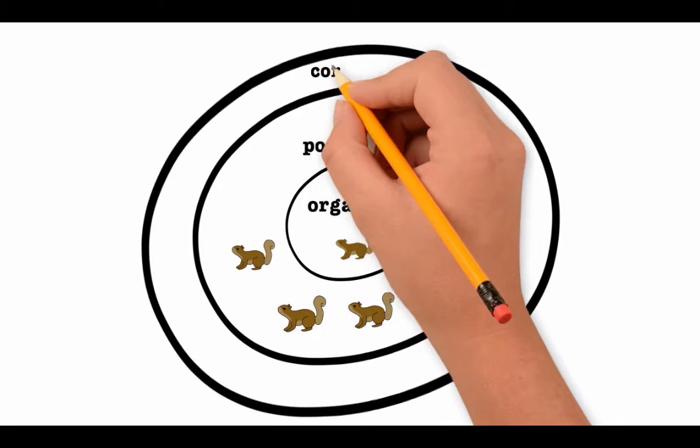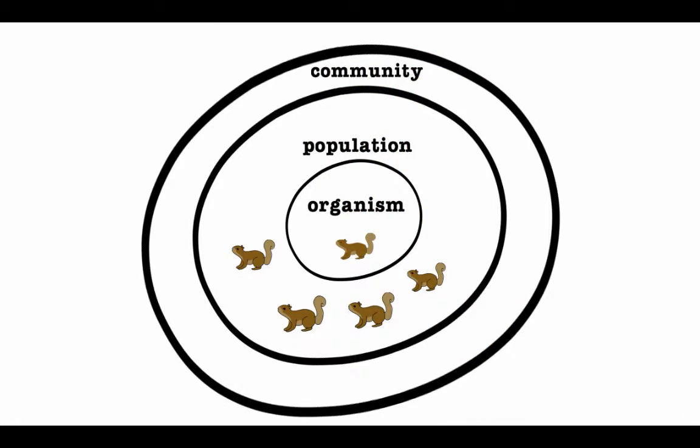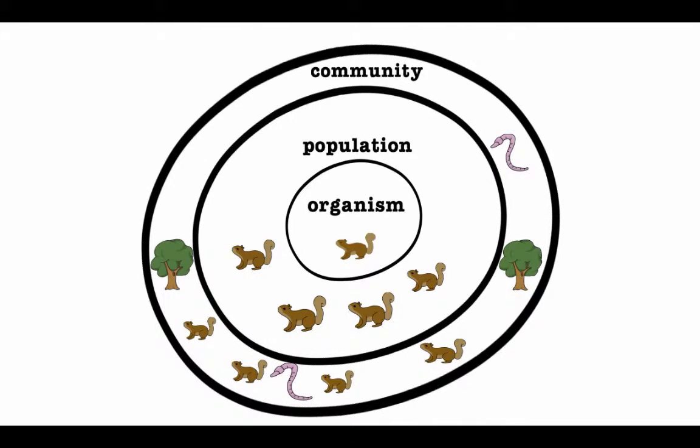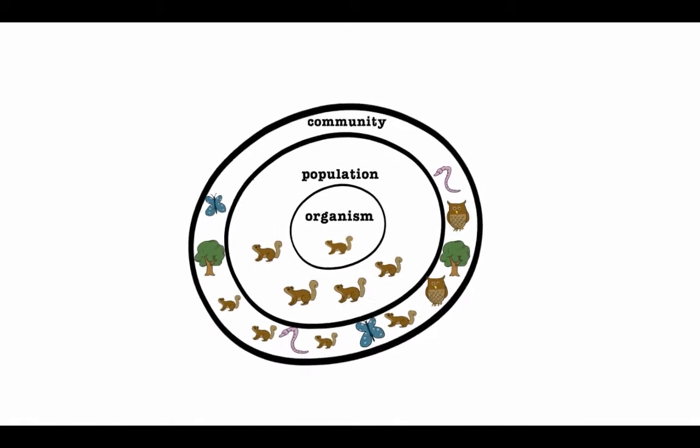All of the populations of organisms living in an area is called a biological community. These are all of the biotic factors. The squirrels are here, as are the trees and all the other producers, the worms and decomposers and detritivores, the butterflies and any other insects, all the birds and any other animals.